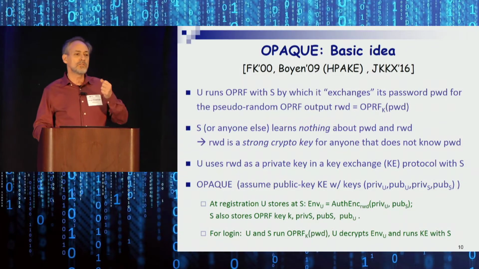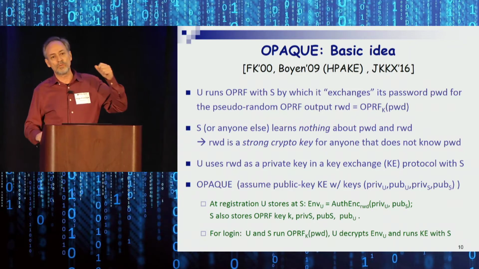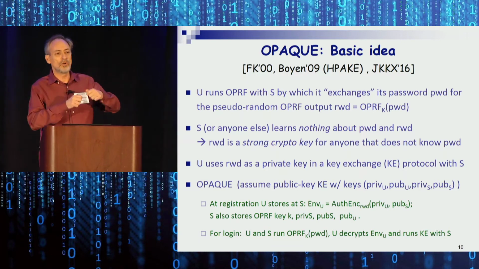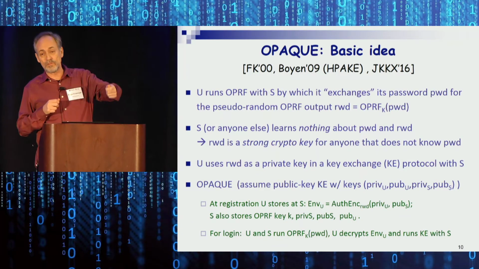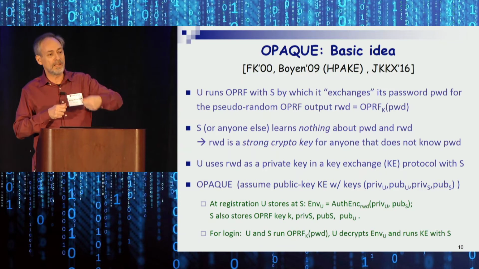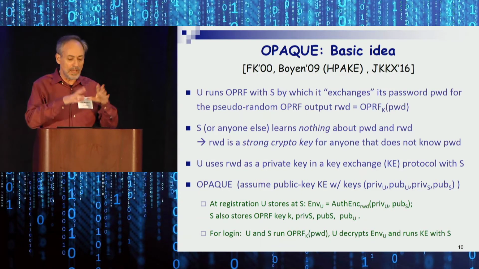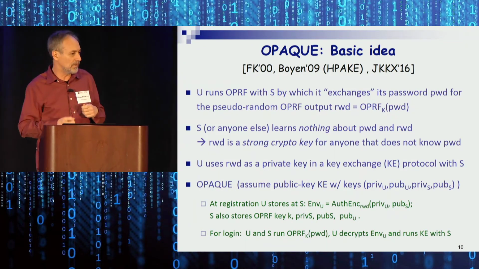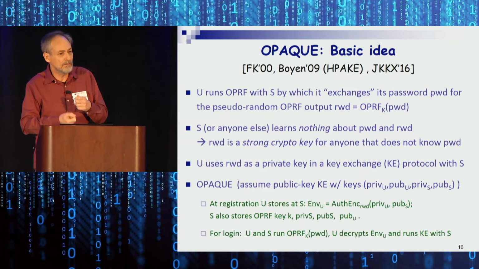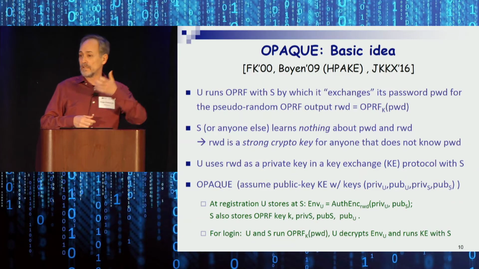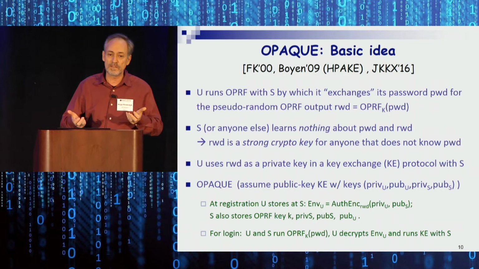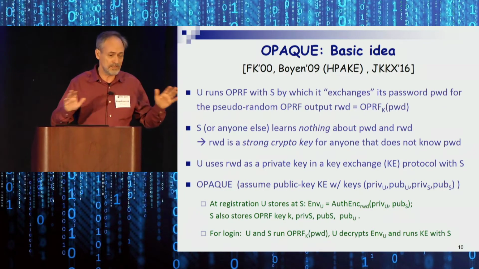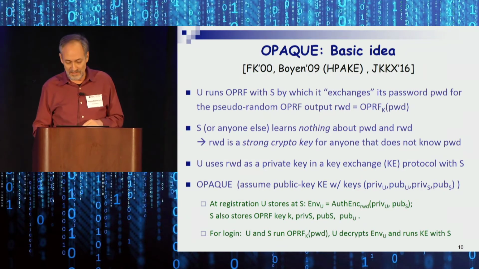Now, instead of using the retrieved key as a private key, what we do is during password registration, the user will encrypt its own private key and store it at the server. Also, we'll authenticate the public key of the server in the same envelope. And during login, it will get back the envelope. We'll run the OPRF to get back the key that encrypted that envelope, and decrypt the envelope. Now it has its own private key. It has the public key of the server, and both can run a key exchange. That's basically all that is in the protocol.